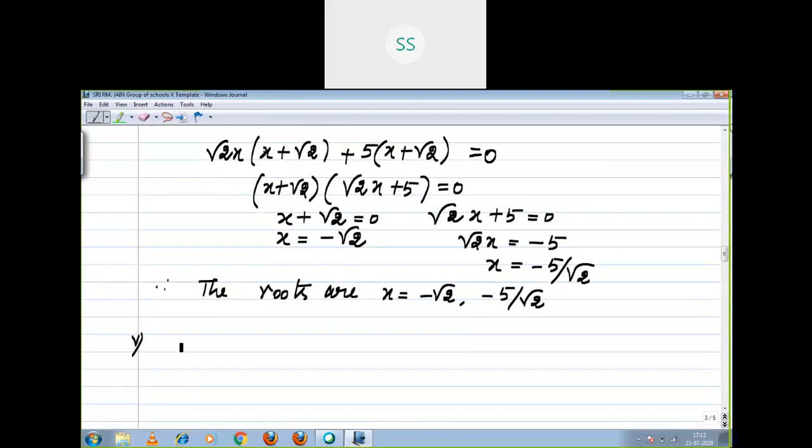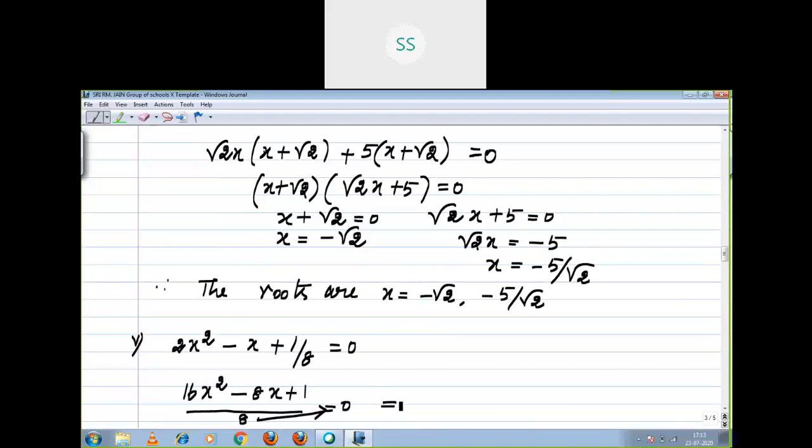What is it? 2x square minus x plus 1 by 8 equal to 0. Here I am going to take the LCM first. 16x square. If I take the LCM, then you will get it in quadratic equation format, right? Minus 8x plus 1 divided by 8 equal to 0. Now you see, you people feel it is easy, right? 16x square minus 8x plus 1 equal to 0.